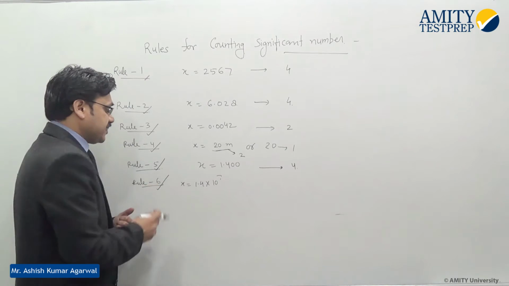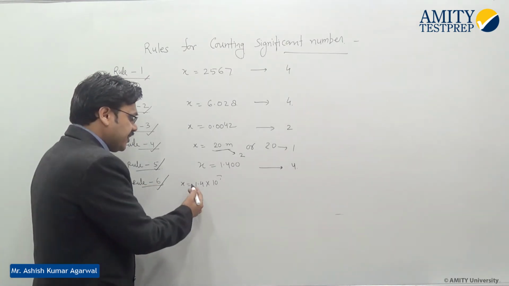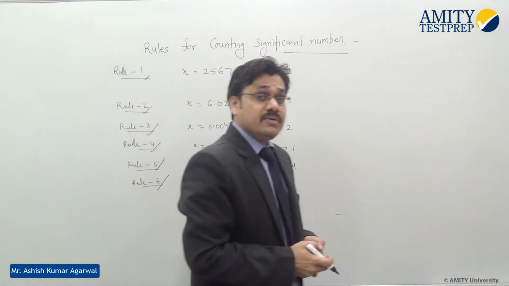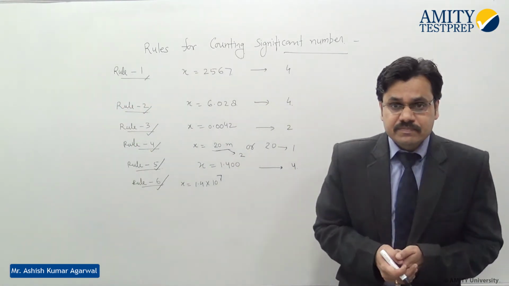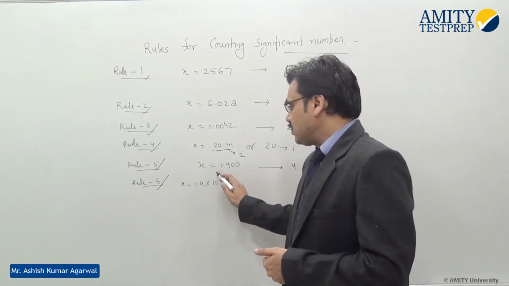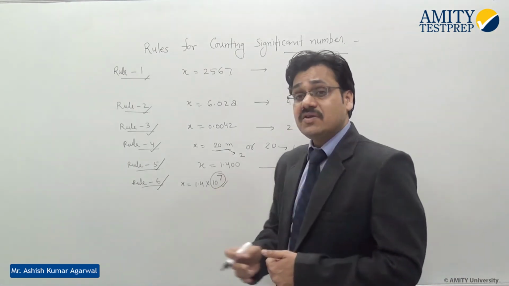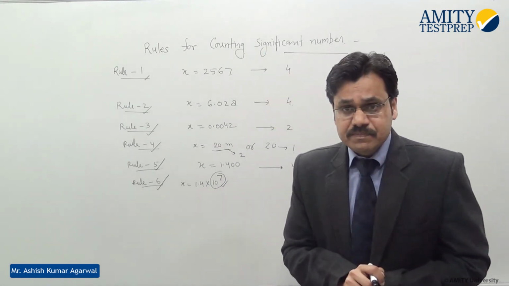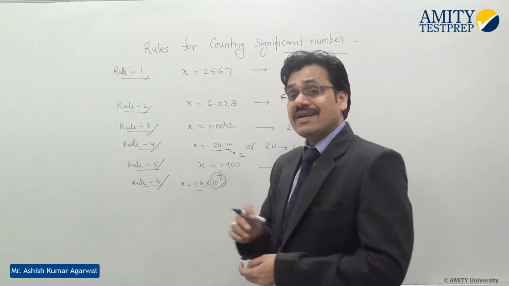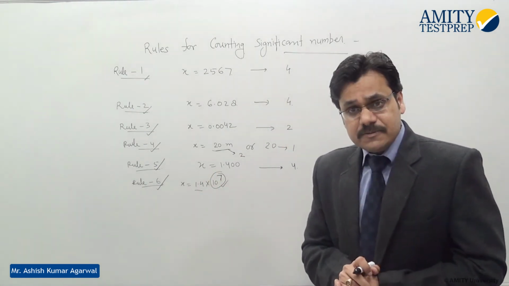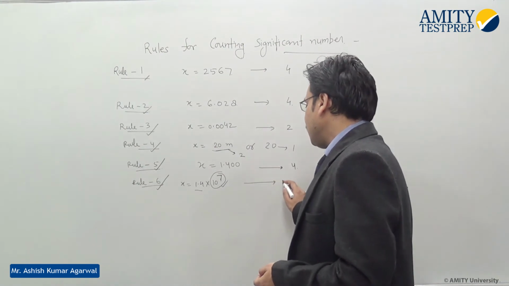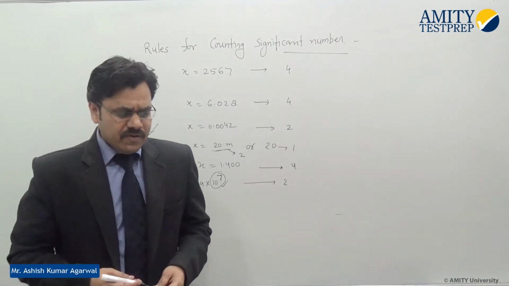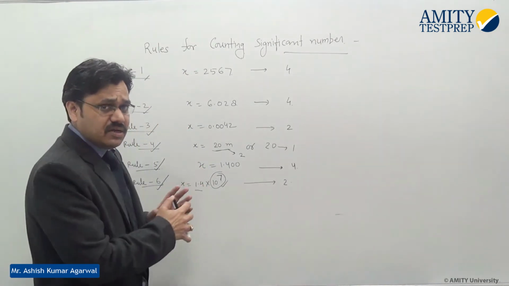Now rule 6. If I am writing in standard notation 1.4 times 10 to the power 7, any power raised on 10 is not considered a significant figure. Only these 2 values count as significant figures. So here there are only 2 significant figures. I hope you understand that.